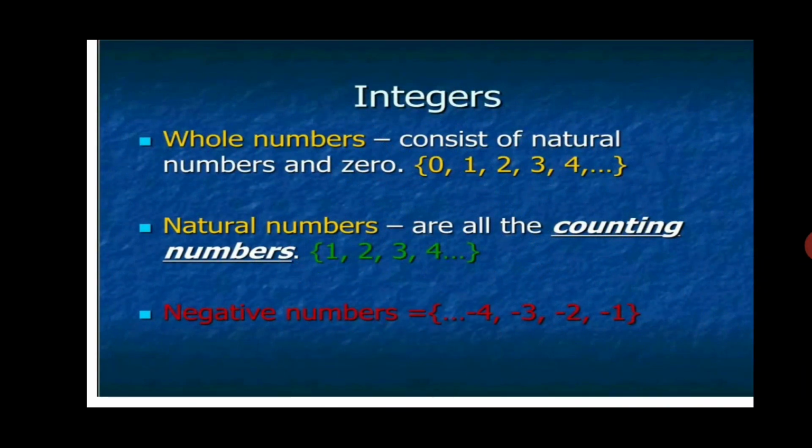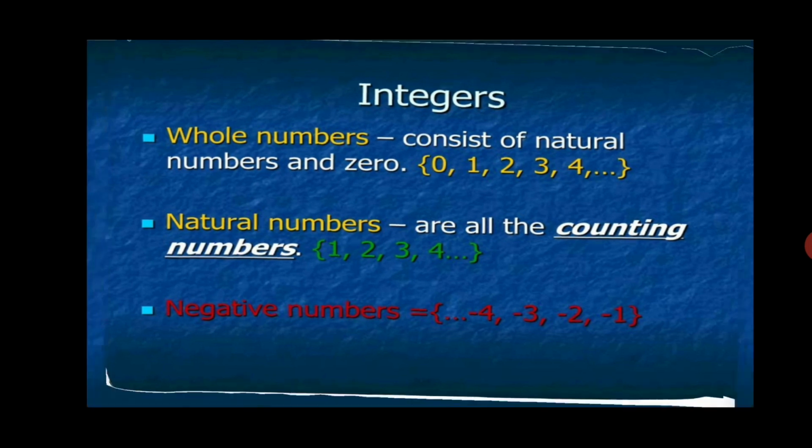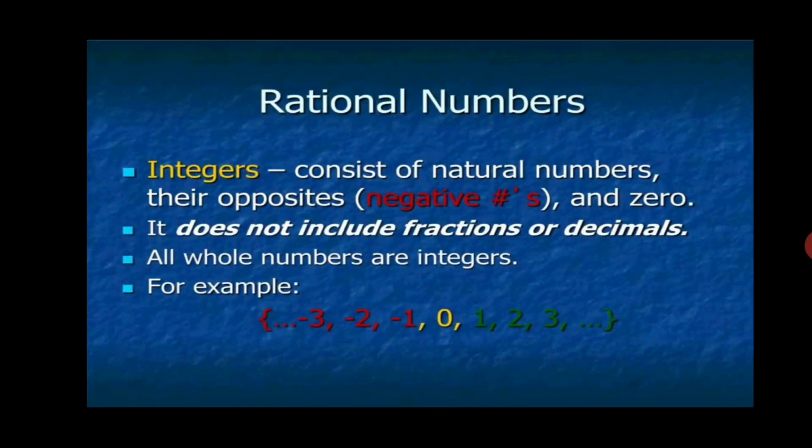Okay. Next, let us glance at what natural numbers, whole numbers, and integers are. Whole numbers consist of natural numbers and 0. They are 0, 1, 2, 3, 4. Natural numbers are all the counting numbers 1, 2, 3, 4. And what are negative numbers? -4, -3, -2, -1, etc.